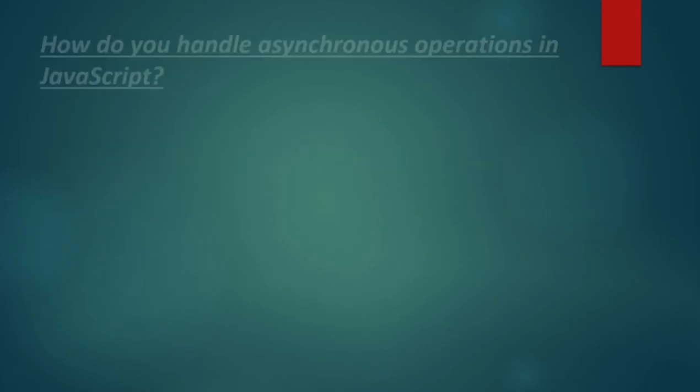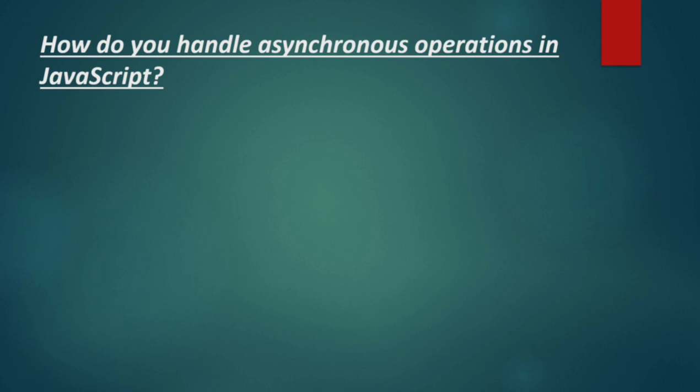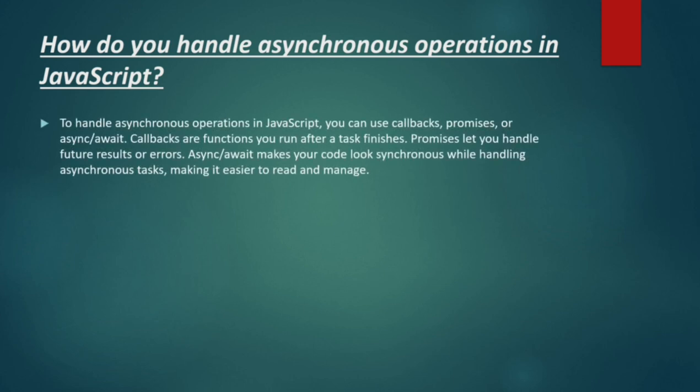Now move to the different question. How do you handle asynchronous operations in JavaScript? To handle asynchronous operations in JavaScript, we can use callbacks, promises, or async await. Callbacks are functions that we can run after the task finishes, and promises let us handle future results or errors, and async await makes our code look synchronous while handling asynchronous tasks. It will make it easier to read and manage.